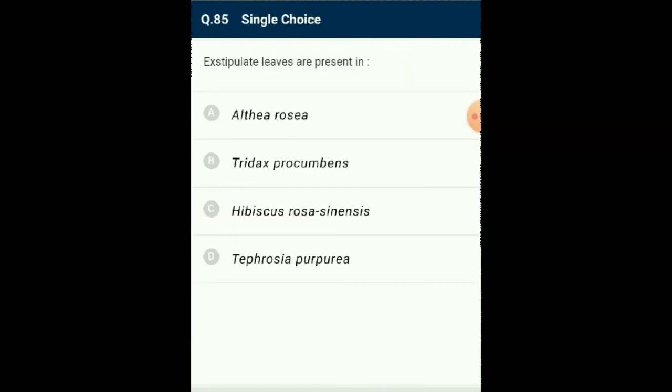Question number 85. Exstipulate leaves are present in Tridax procumbens. It belongs to the family Asteraceae. A leaf without stipule is called an exstipulate leaf. Examples include Solanaceae, Liliaceae, etc. So the answer is option B, Tridax procumbens.